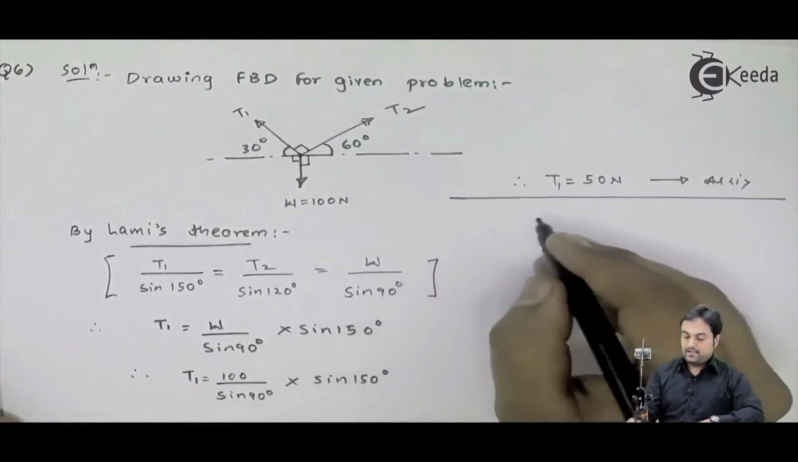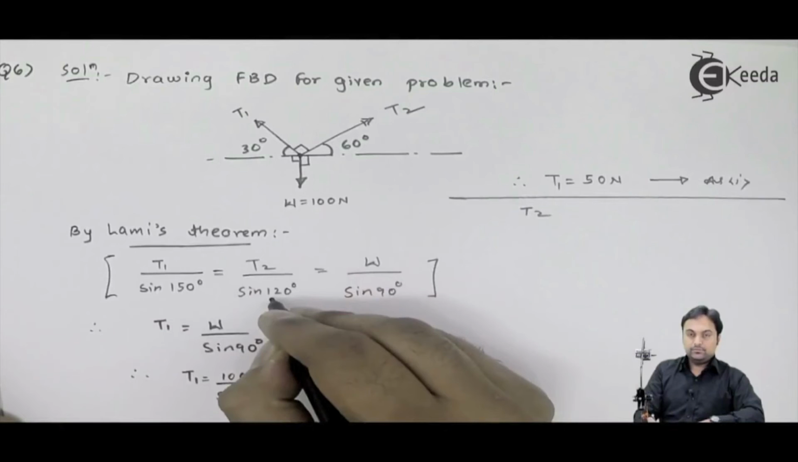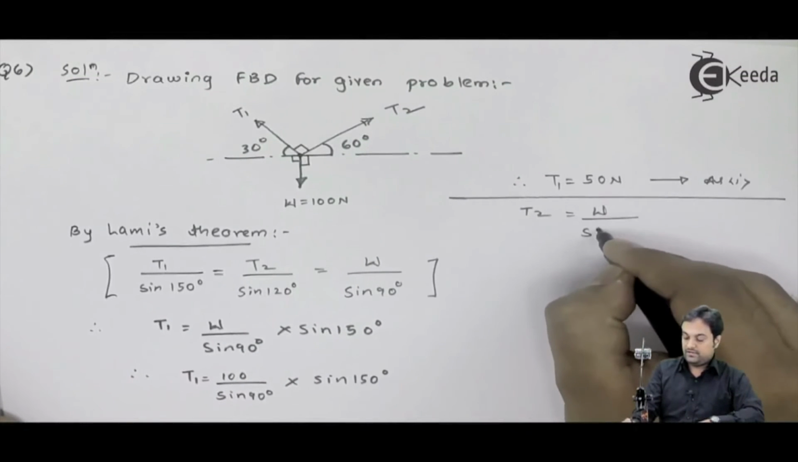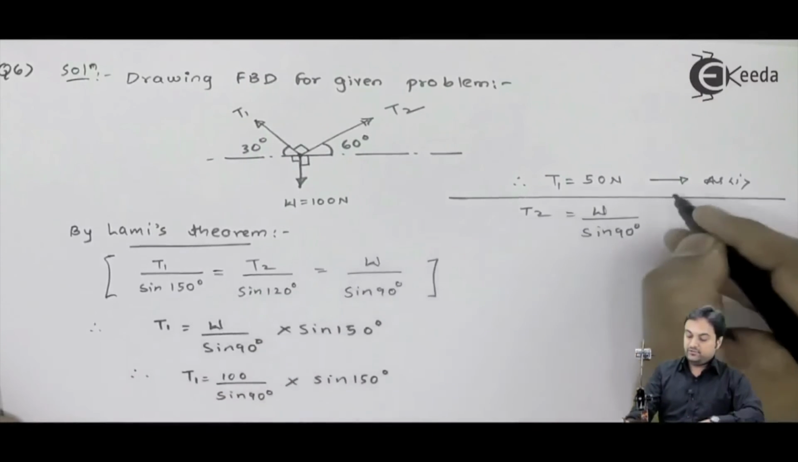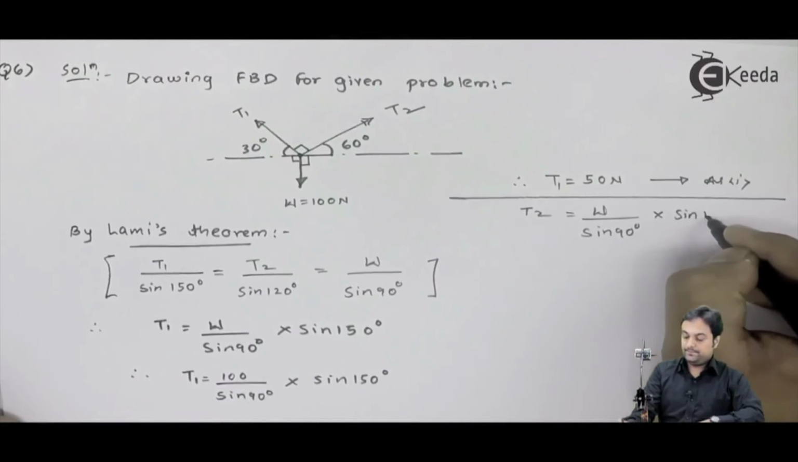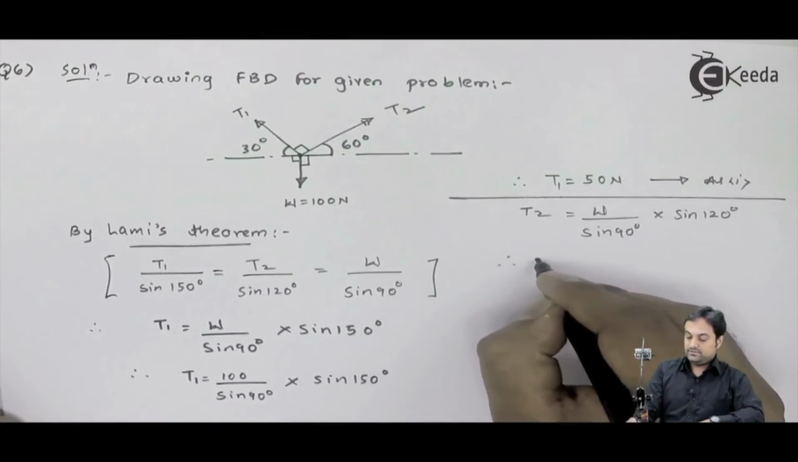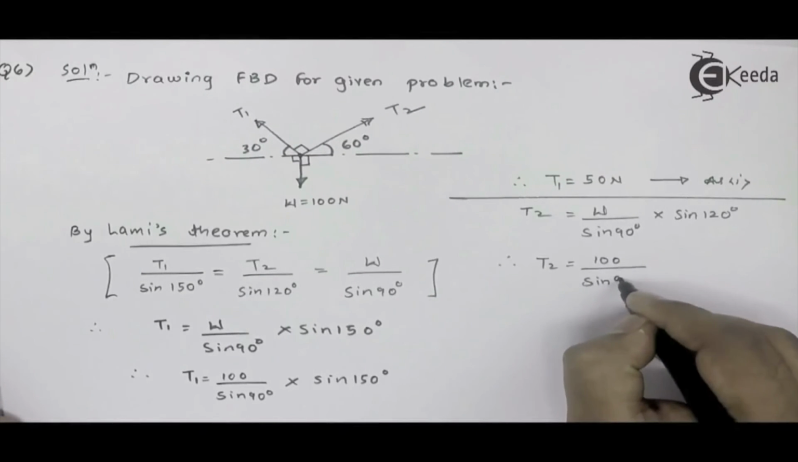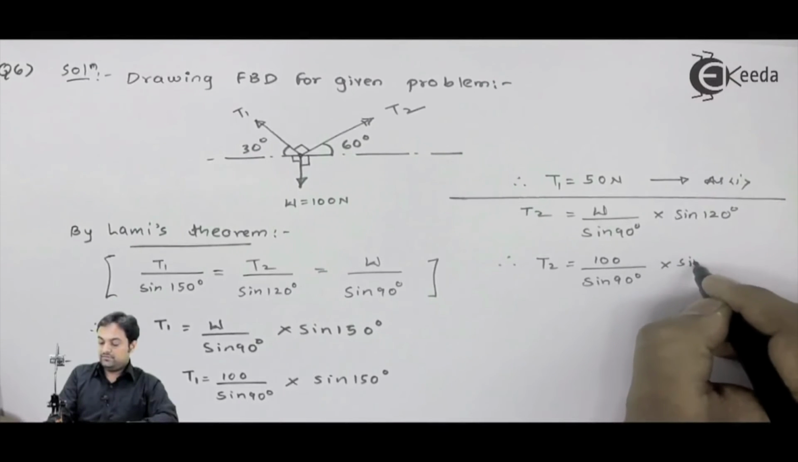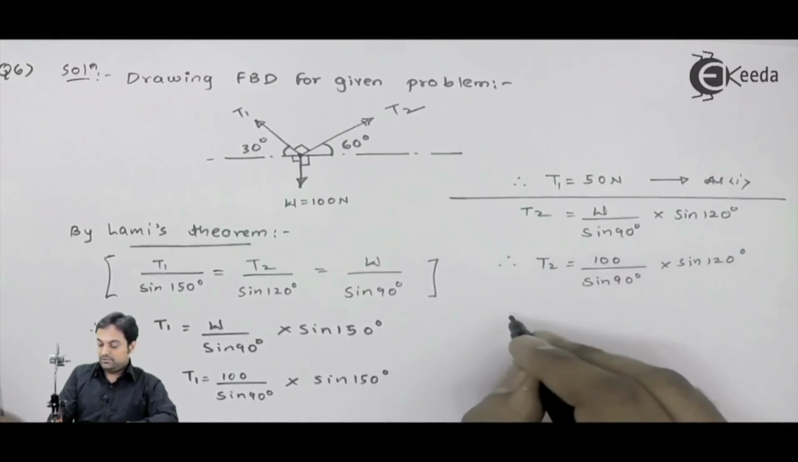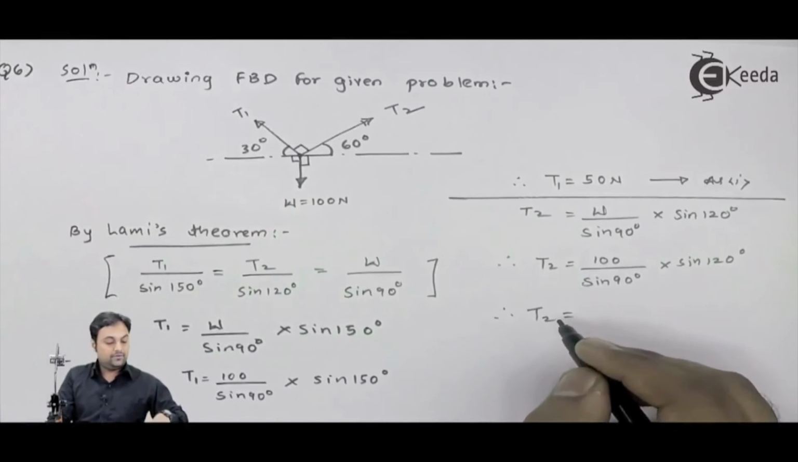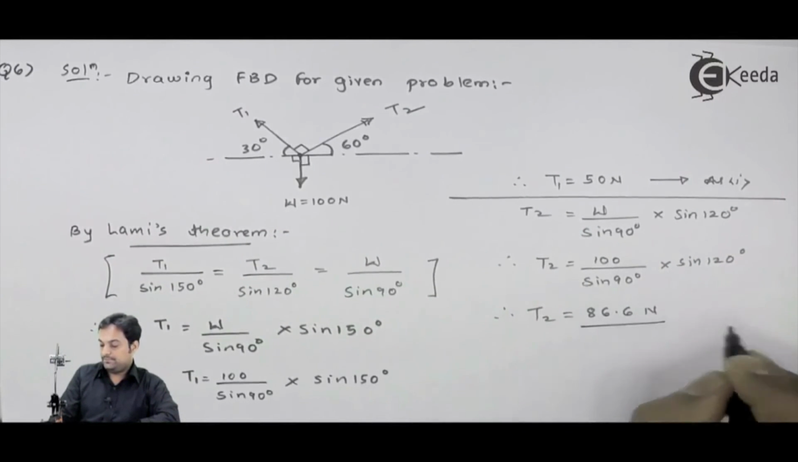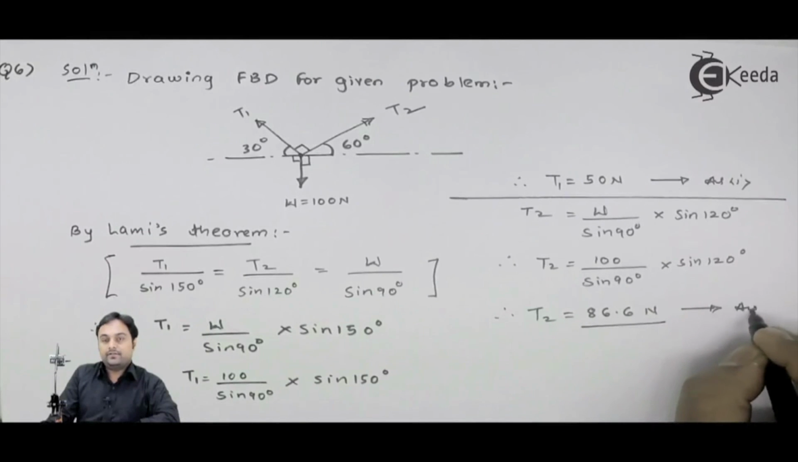After this, I can utilize T2. T2 is equal to W upon sine 90, sine 120 I will send on the other side. Hence, T2 will be equal to 100 upon sine 90 into sine 120. If I calculate all terms here, I will get my answer of T2 as 86.6 Newton. This is my second answer.